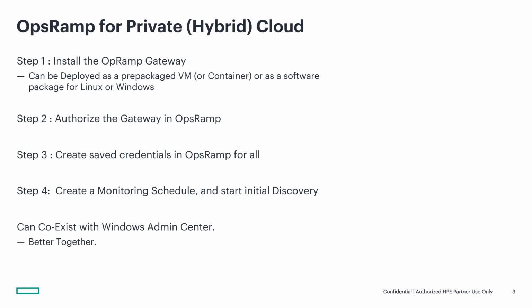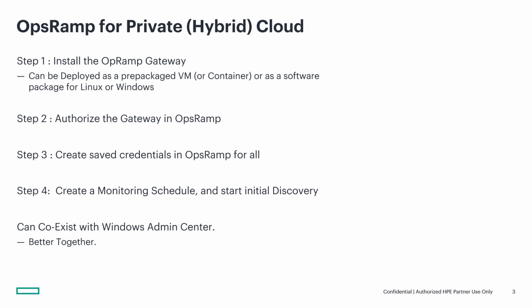You authorize the gateway on each individual cloud. You save your credentials for OpsRamp for that gateway. And then you set up monitoring schedules, set up your discovery, and you can actually run this together with Windows Admin Center as well. So this does not preclude you from running other management software as well, but what it does is it gives you a single place to go for information.